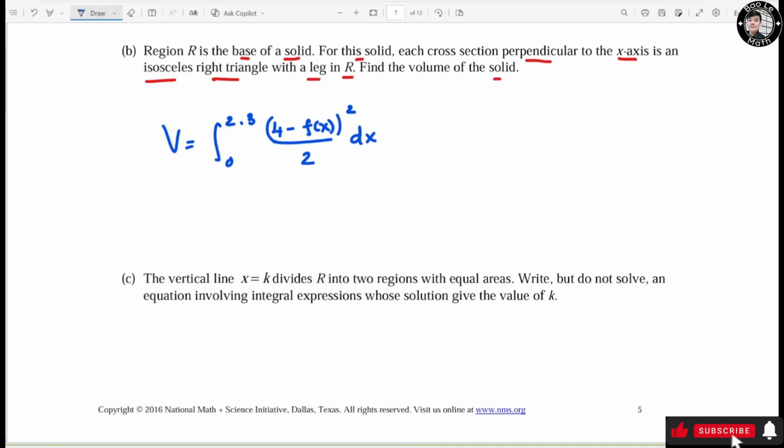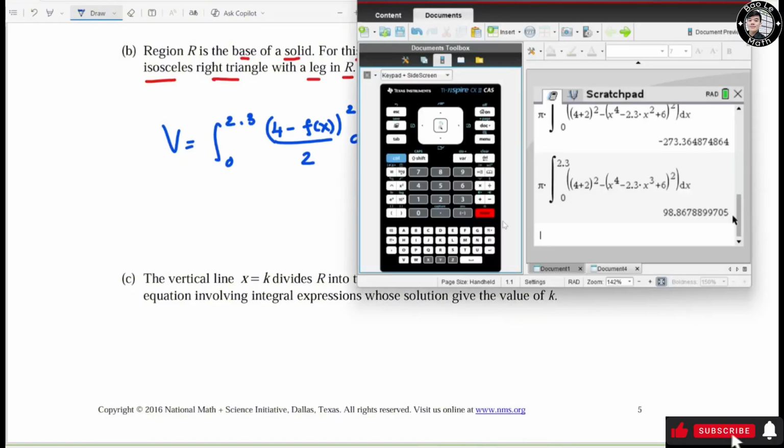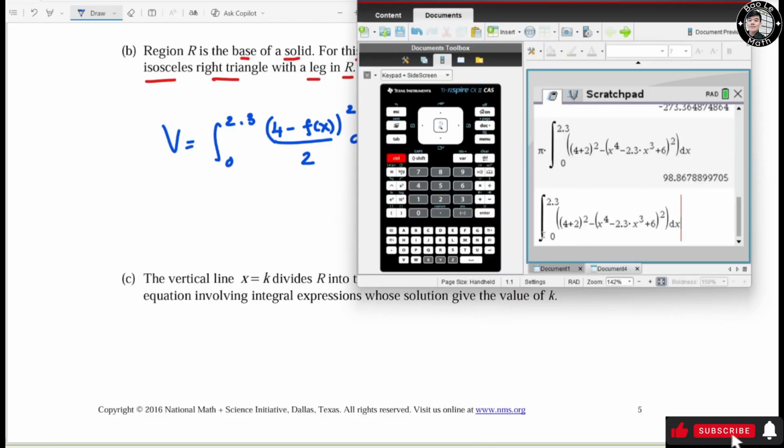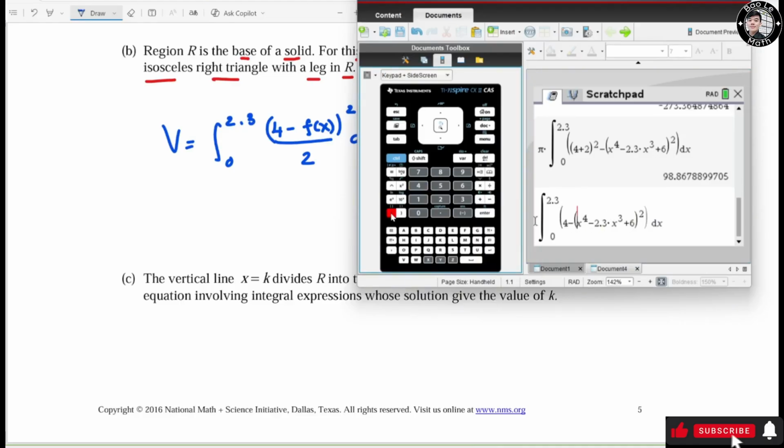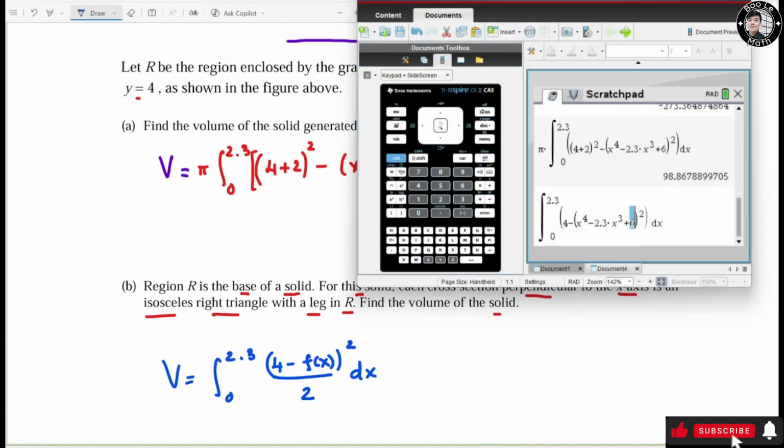So we're gonna bring up the calculator. We're gonna copy this one down over here. The integral from 0 to 2.3 of 4 minus f of s, which is s to the 4 minus 2.3 s cubed plus 4, divided by 2. So I'm gonna multiply by 1/2.